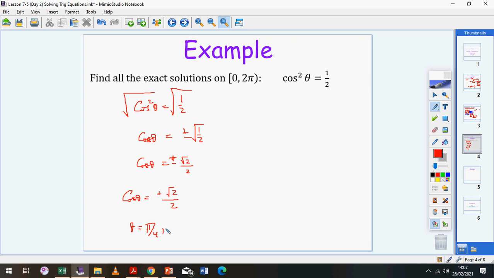And if cosine of theta is negative root 2 over 2, then I expect the angles to be in the second and third quadrants, which is 135 degrees, which is 3 pi over 4, and in the third quadrant, which is 225 degrees, which is 5 pi over 4. So I can write my final set for theta as theta is equal to the set of angles pi over 4, 3 pi over 4, 5 pi over 4, and 7 pi over 4.